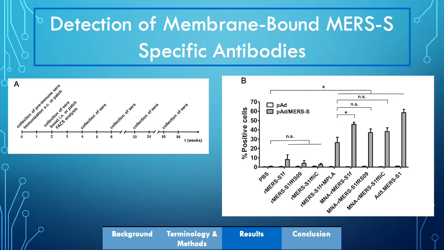So here on the next slide is the detection of membrane-bound MERS S specific antibody. Figure A, I decided to include it in case you were curious as far as what their timeline was. It's pretty straightforward. You can check that out in the paper if you want to. Figure B is just a flow cytometry just to ensure that all the cells basically had the MERS constructs that they had made, and you can see that they all in fact do have them, and they use a pAD vector as a control. We can go ahead and move to the next slide there.